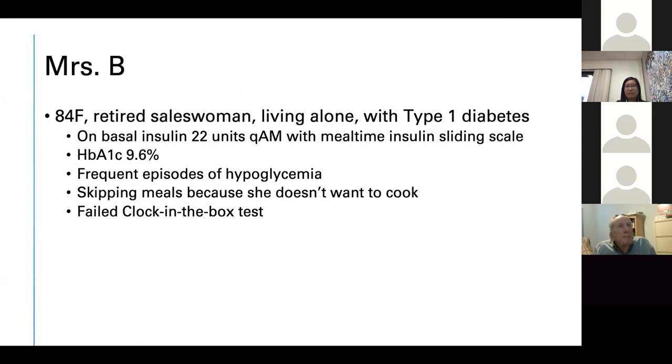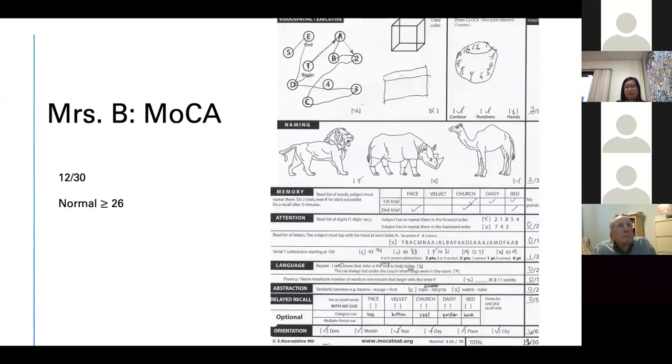In terms of Mrs. B, she's an 84-year-old retired saleswoman who was living alone with type 1 diabetes. She was on basal insulin, 22 units in the morning, with a mealtime insulin sliding scale. Her A1C was 9.6% with frequent episodes of hypoglycemia, often skipping meals because she didn't want to cook, and she failed the clock in the box test. This was her Montreal Cognitive Assessment that I administered.